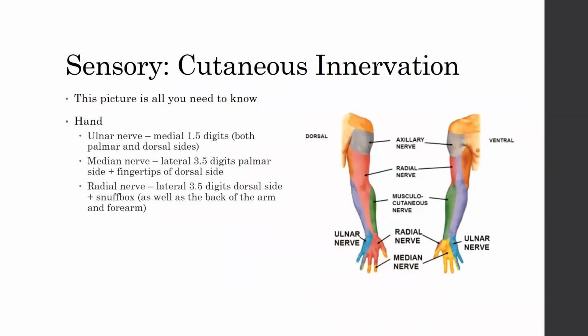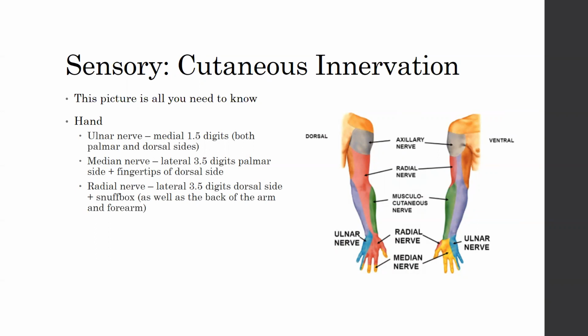Okay, cutaneous innervation. You don't need to know much more than the 5 peripheral nerves that come off the brachial plexus. You should know that the radial nerve supplies the back of the arm and the back of the forearm. Axillary nerve supplies the shoulder. Musculocutaneous nerve supplies the lateral part of the forearm. I don't even know what supplies the medial part. It doesn't really matter. And the hand's a bit more complicated.